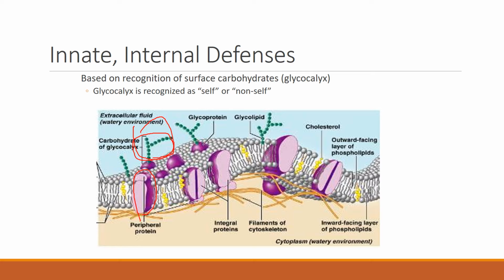Again, cells don't have eyes, they can't walk around, right? So this is one way that they can communicate with each other: by recognizing different signals, and whether they are foreign or not based on these carbohydrates that are attached to the proteins. This is important for recognizing a pathogen, or if it's another cell similar to itself, so it's not going to induce any type of harm.